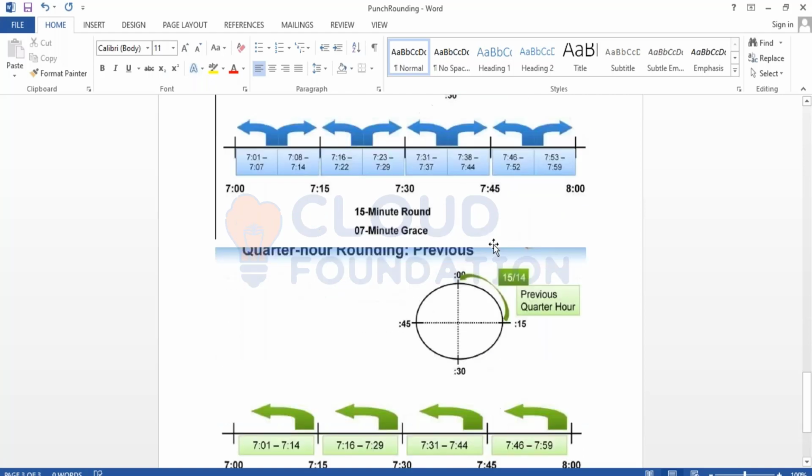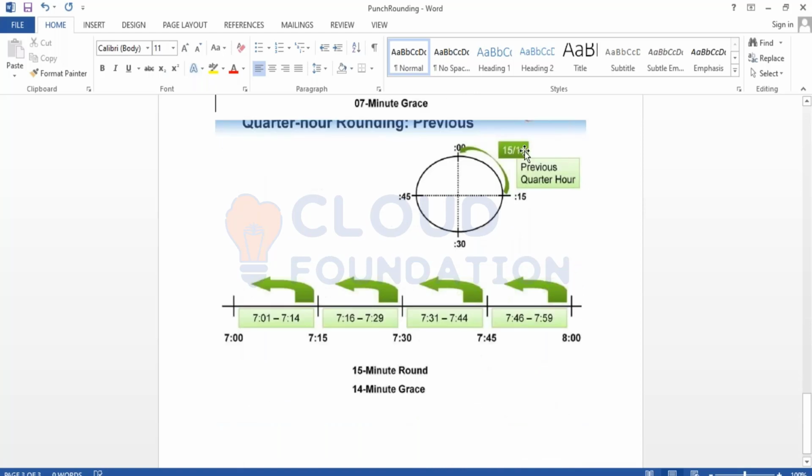In previous hour rounding, the grace is only 1 less than the round. So anytime between 1 to 14, it goes back to 7. Anytime between 16 to 29, goes back to 7:15. 31 to 44, back to 7:30. And 46 to 59, back to 7:45.